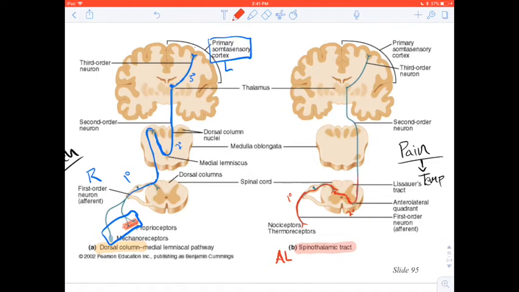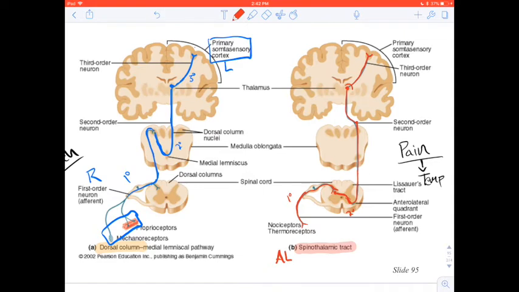And again, different from the dorsal column, there are no stops in the medulla. It goes straight through the medulla up to the thalamus. And that's where it synapses with that third order. That third order always begins in the thalamus and ends in the somatosensory cortex.